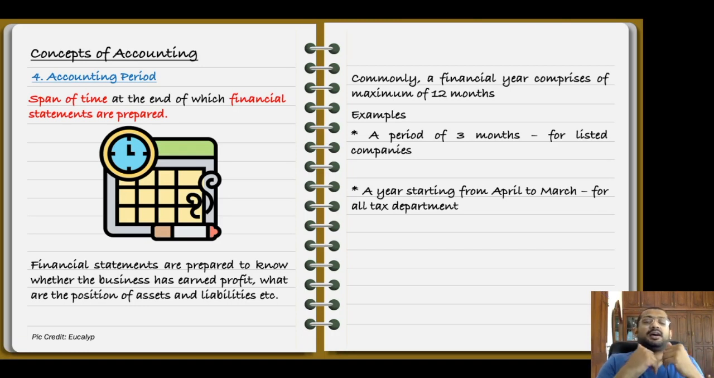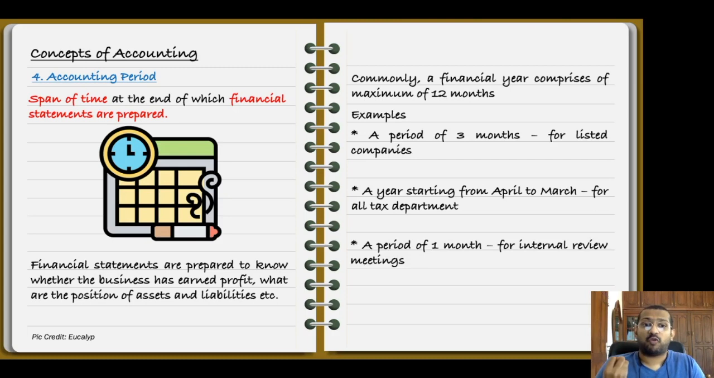All these departments require a balance sheet, P&L, and a cash flow for the financial year, and that financial year is known as accounting period. Another accounting period is a period of 1 month for internal review meetings. Say the company will be assessing the performance of all the sales staff every month, and for that every month a financial statement is required showing the sales that the company has achieved for that month, and that is also an accounting period.